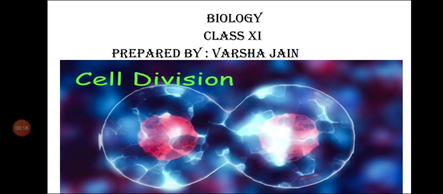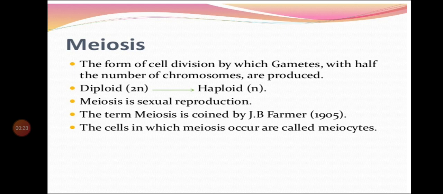We have studied some important topics: mitosis, the cell cycle, and the stages of mitosis, that is prophase, metaphase, anaphase and telophase. We have studied cytokinesis in plant cells and animal cells, and the significance of mitosis. Then we started with meiosis in our last lecture.